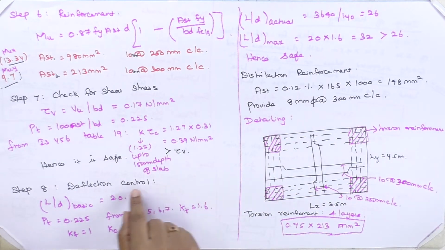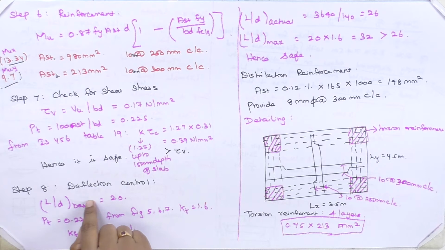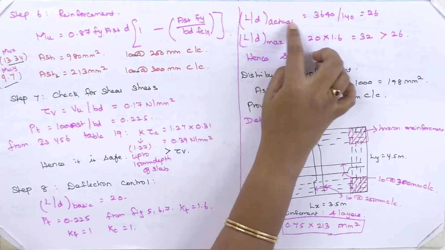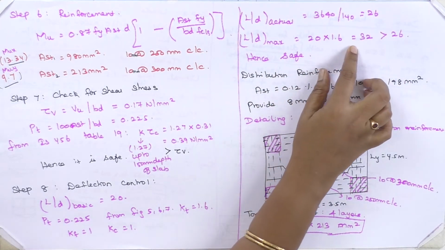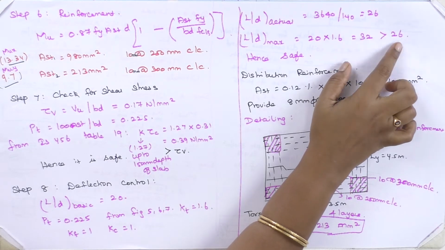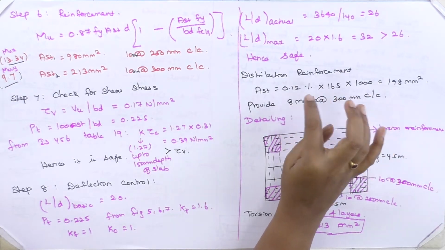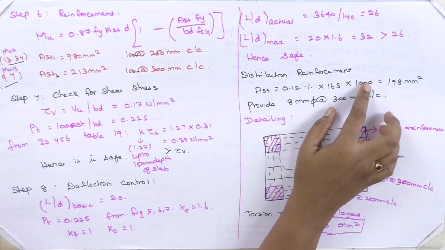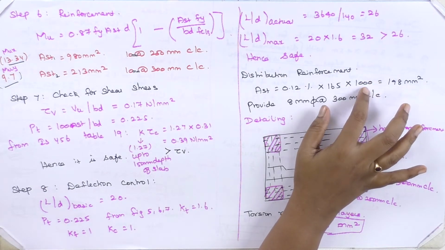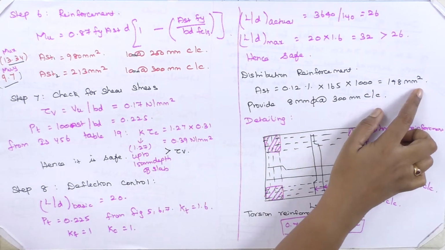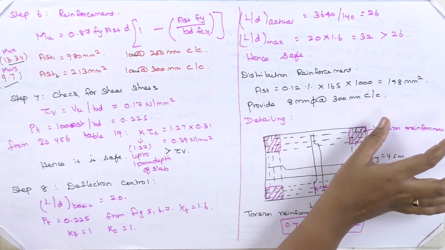Then the deflection control. Again the same way, the L by D basic value for simply supported is 20. PT you have arrived at from the figure 5, 6, 7, and you need to calculate KT, KF and KC from the graph values. Then the actual is 26, and multiplying all these values gives 32, which is more than the actual, hence it is safe. Then the distribution steel, for all distribution it is 0.12% of B into D, where B is 1000 here. While designing slabs, I need to take 1000 mm per meter width of the slab. So 198, so I will provide 8 mm at 300 mm center to center.